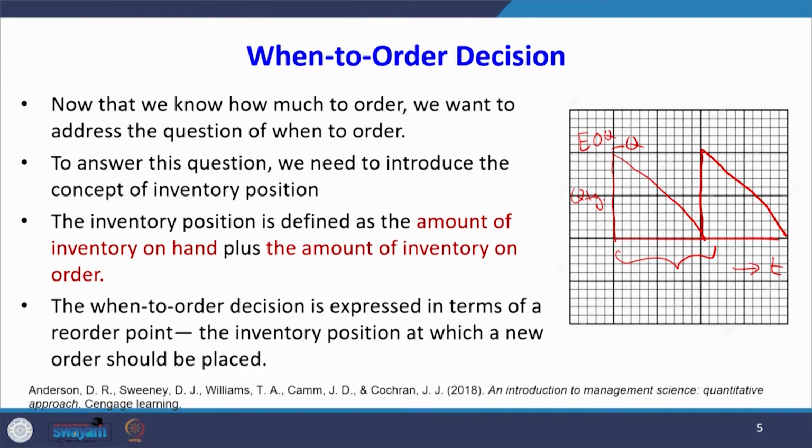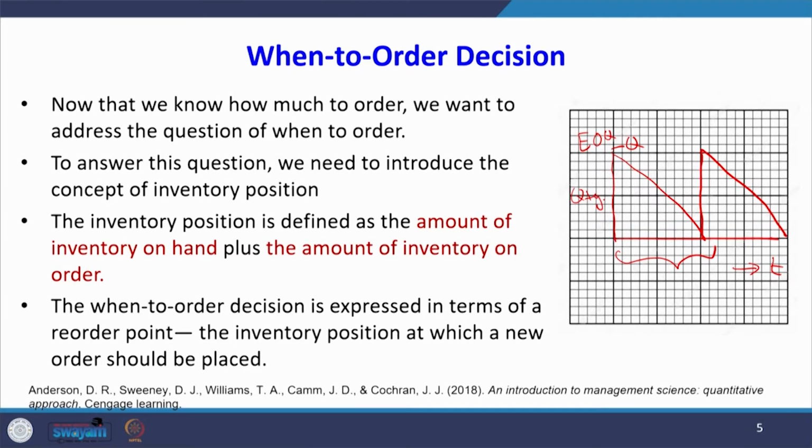So, the inventory position is defined as the amount of inventory on hand plus the amount of inventory on order. That is the meaning of inventory position. So, the when-to-order decision is expressed in terms of a reorder point, that is the inventory position at which a new order should be placed.